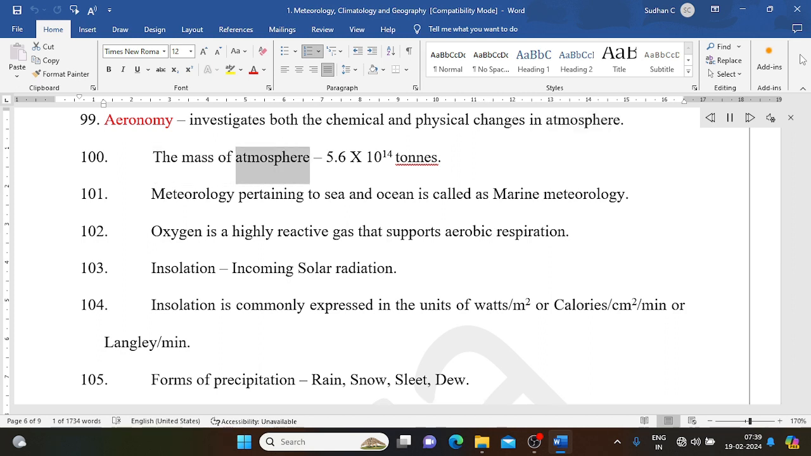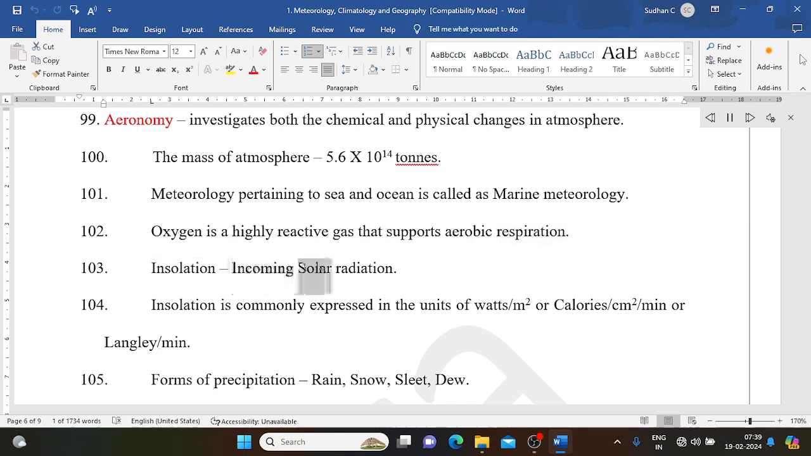The mass of the atmosphere is 5.6 x 10^14 tons. Meteorology pertaining to seas and oceans is called marine meteorology. Oxygen is a highly reactive gas that supports aerobic respiration.